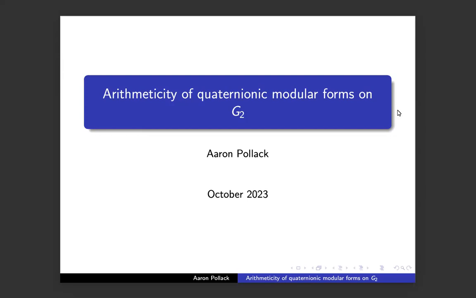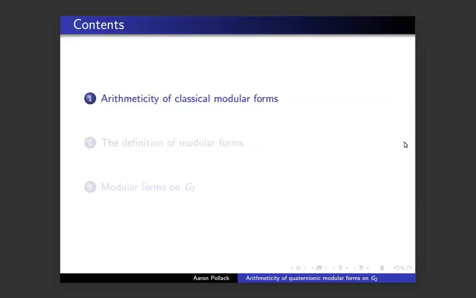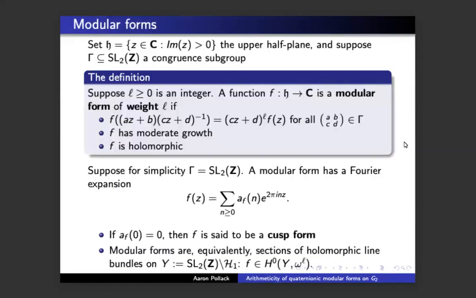So yes, I'm going to talk about arithmeticity of quaternionic modular forms on G2, and of course, I'm going to explain what I mean by arithmeticity and what are quaternionic modular forms, and maybe a little bit about what is G2. So let me just start with arithmeticity of classical modular forms.